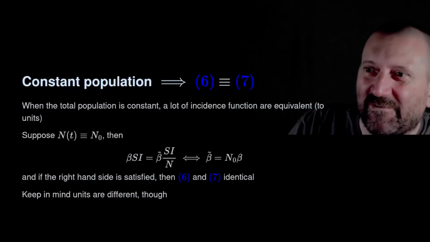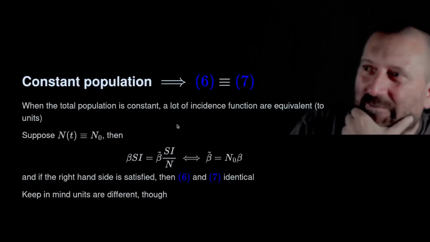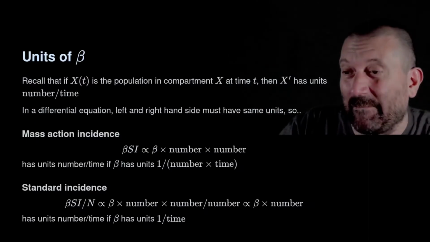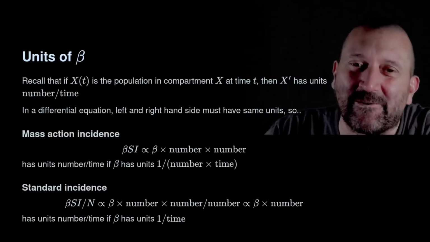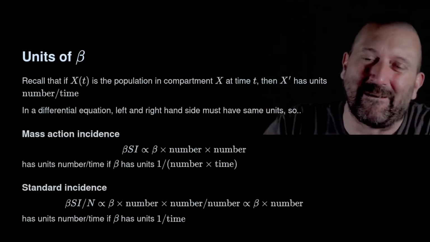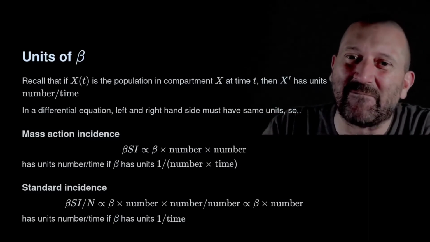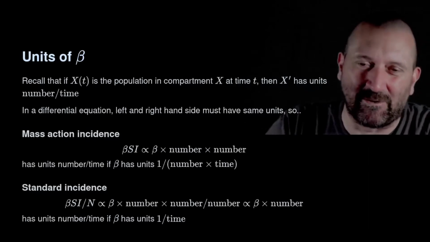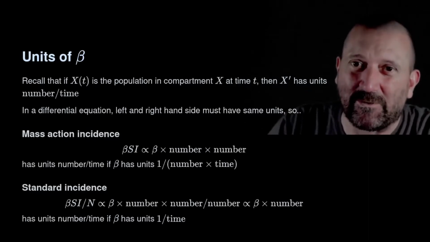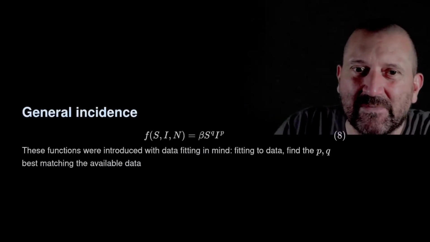If you're using this reasoning, this is something you have to bear in mind. And that's why I made the remark earlier that I prefer to call beta the transmission coefficient rather than give it a name that implies what type of units it has, because the units are going to really depend on what you are doing with the system.